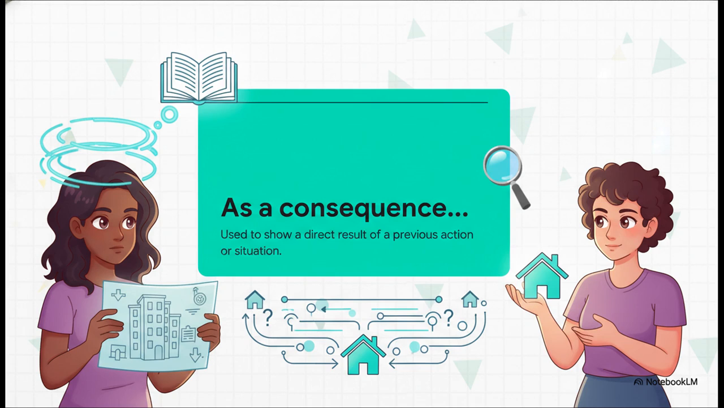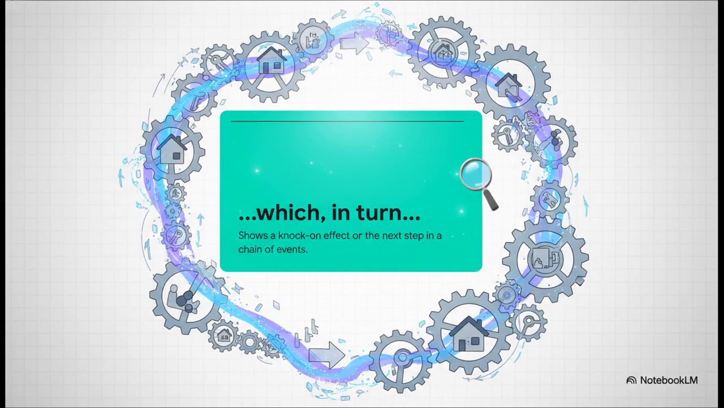Instead of just saying a simple word like so, you start your sentence with as a consequence. It's more formal, and it immediately makes your writing sound more academic. This phrase is pure gold. It's perfect for showing that complex chain reaction we talked about right at the start. It signals to the examiner that you're not just listing separate points, you're explaining a connected sequence of events.